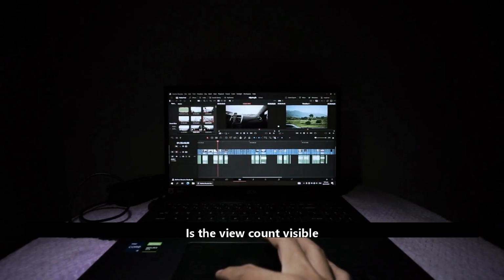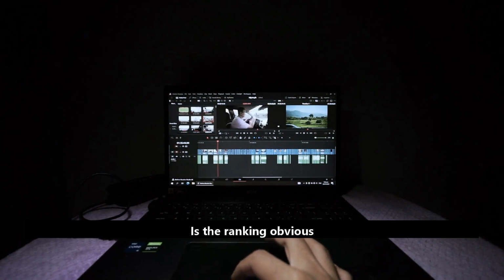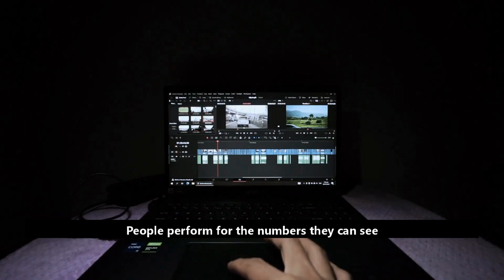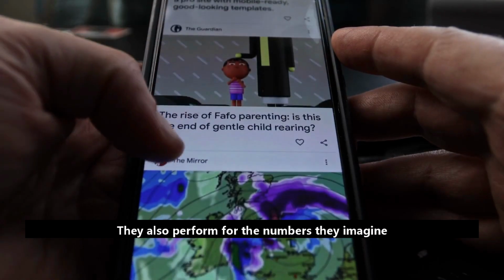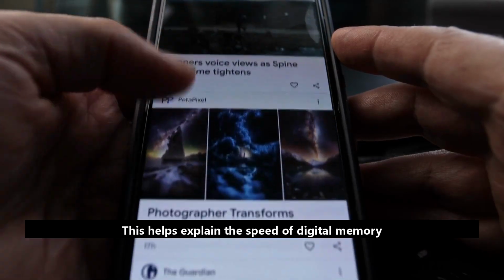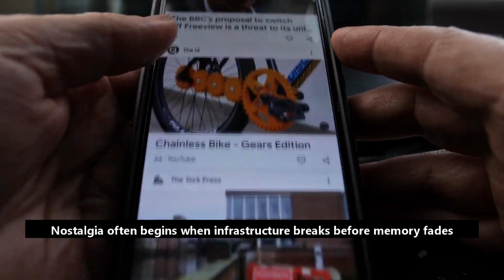Then look at social proof. Are likes central? Are comments central? Is the follower count visible? Is the view count visible? Is the ranking obvious? Each choice changes behavior. People perform for the numbers they can see. They also perform for the numbers they imagine.